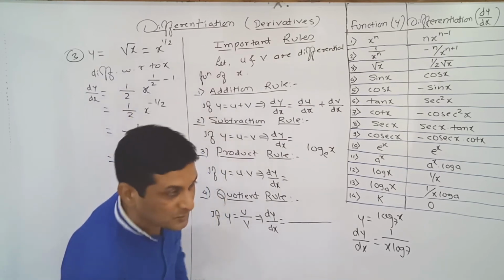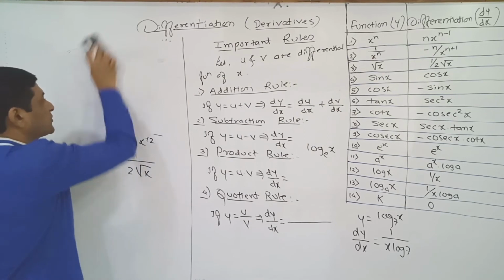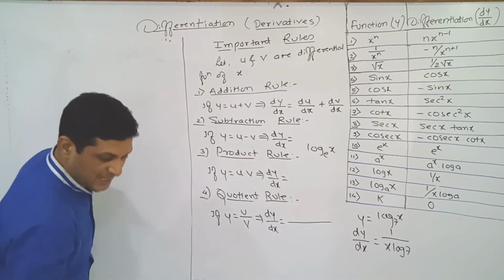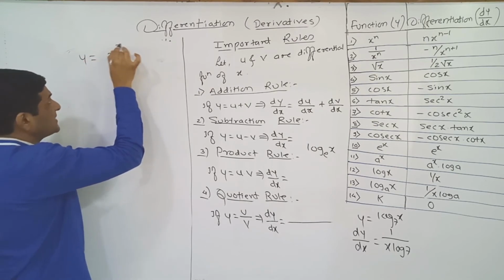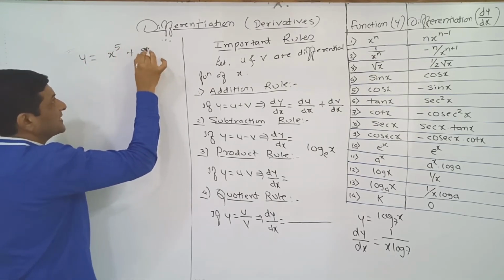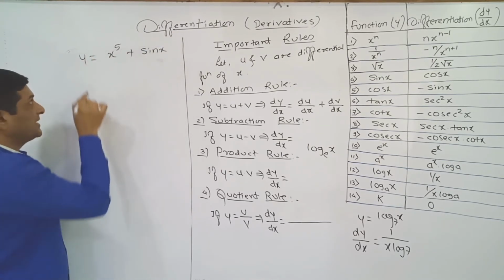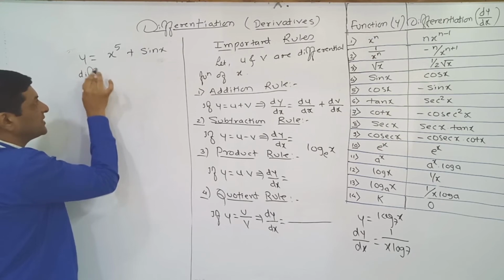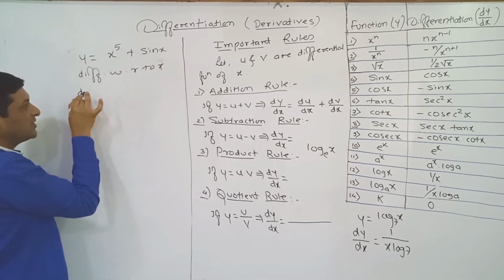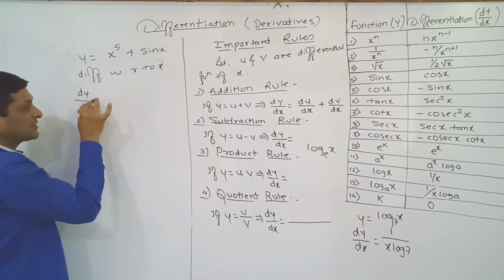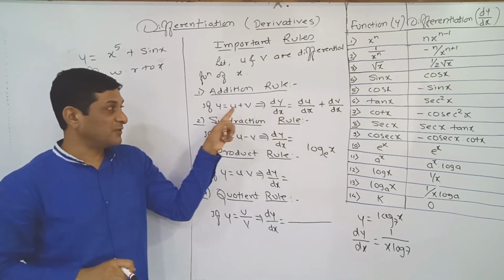Just we will try to understand how to apply this formula while solving an example. Suppose one function is there, say y is equal to x raised to power 5 plus sin x. In this case, two functions are connected by plus. At that time, while differentiating it with respect to x, the derivative of y is denoted by dy by dx. Now first find the derivative of the first function according to the addition rule. What is the first function here? u.